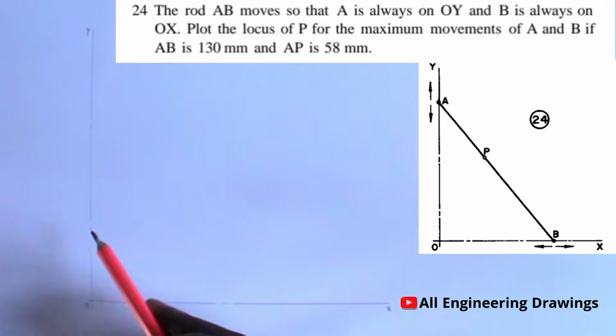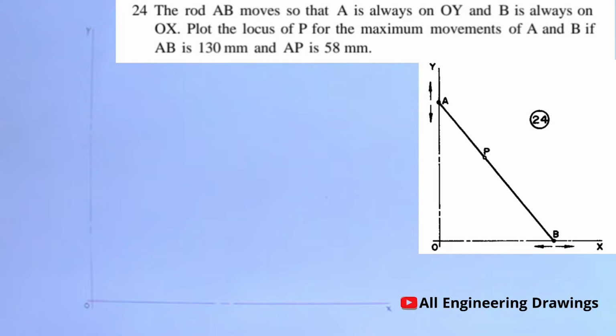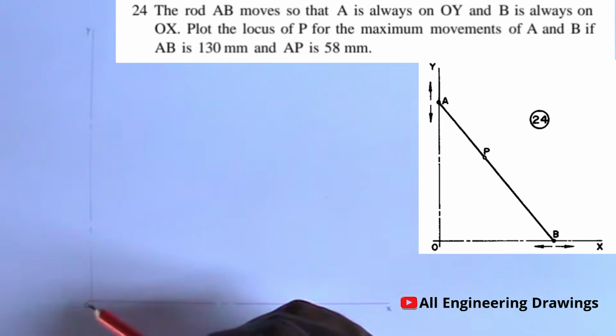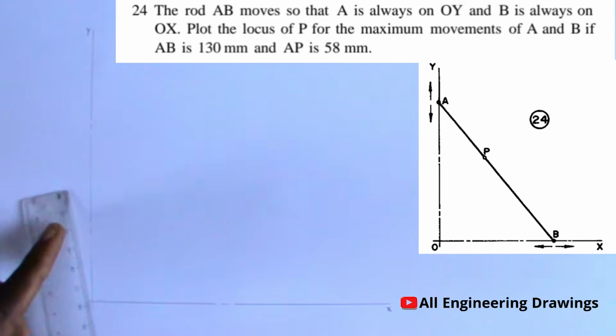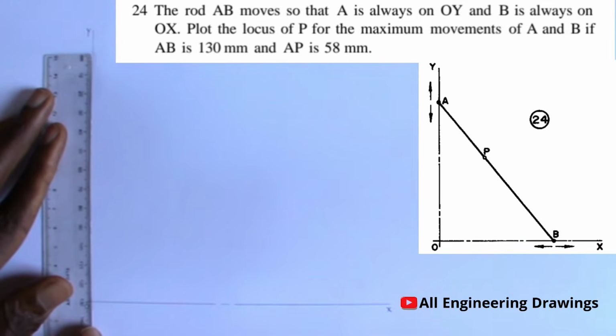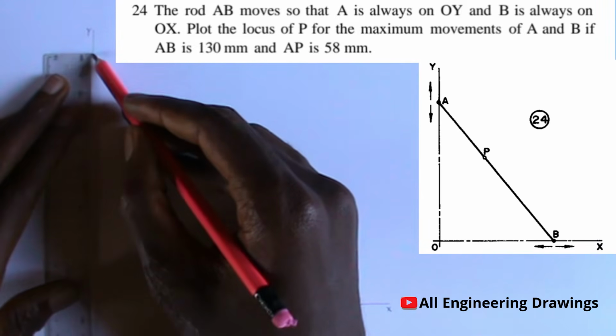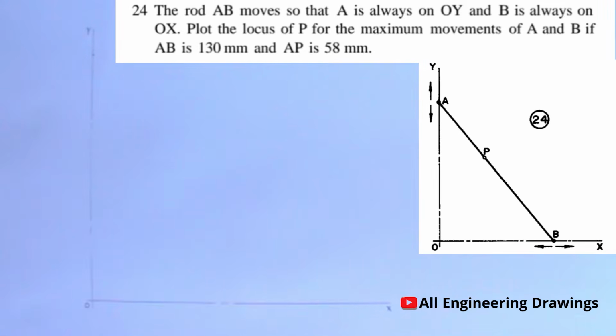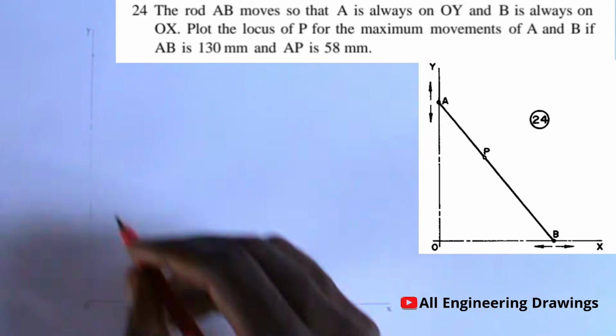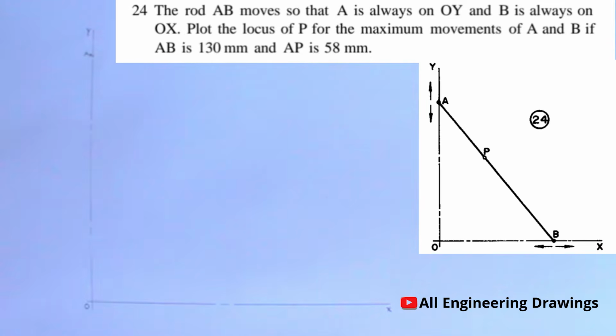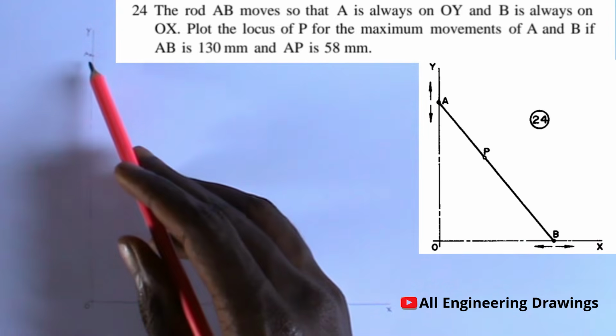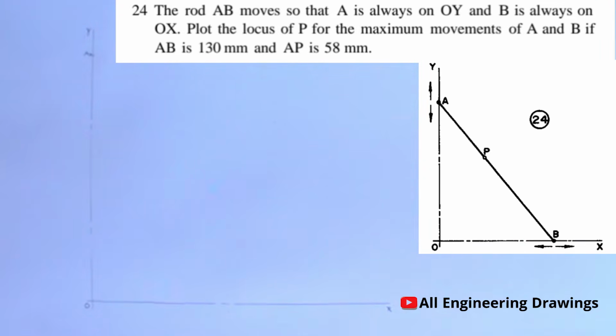On the line OY, I will mark 130 mm. This is because according to the question, AB is 130 mm. So that is the reason why we are marking 130 mm here. After marking the point, I will label the point A0. Next, we are to divide from point O to point A0 into equal parts.